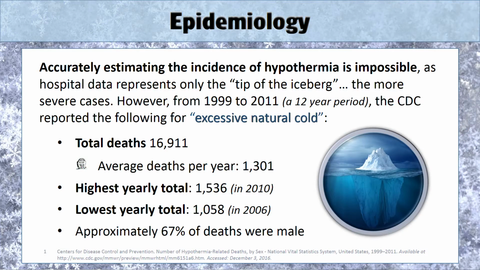So let's talk about the epidemiology report. 1999 to 2011, and what they determined is that the cause of death directly related to hypothermia was 16,911. That's an average of about 1,300 a year, and 67% of these were males. So we already lost that again, guys.